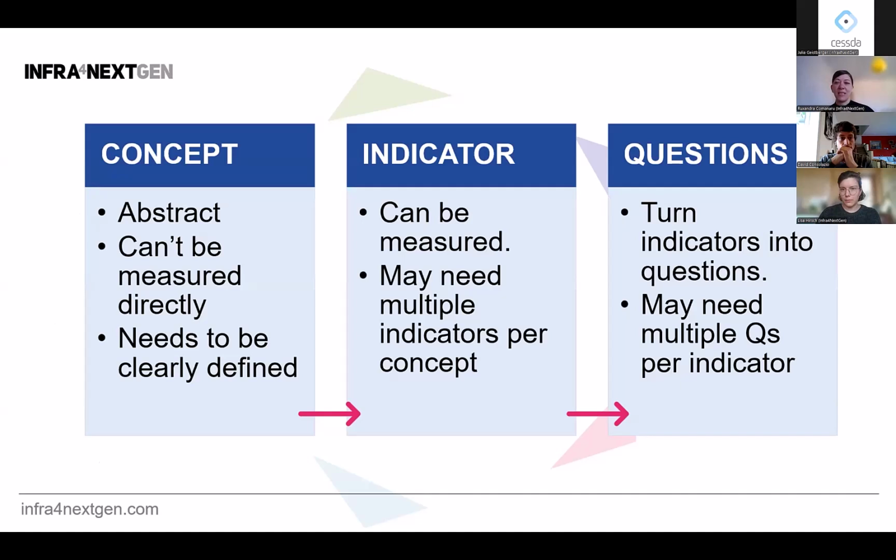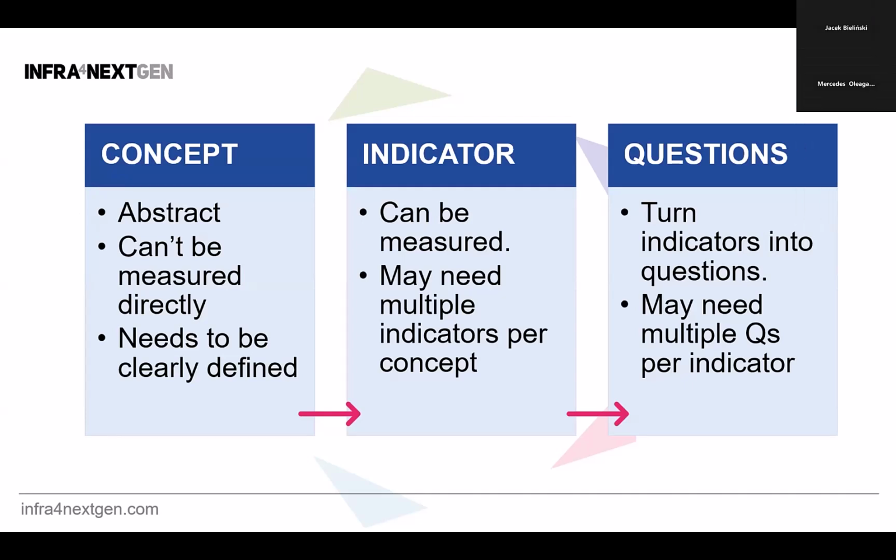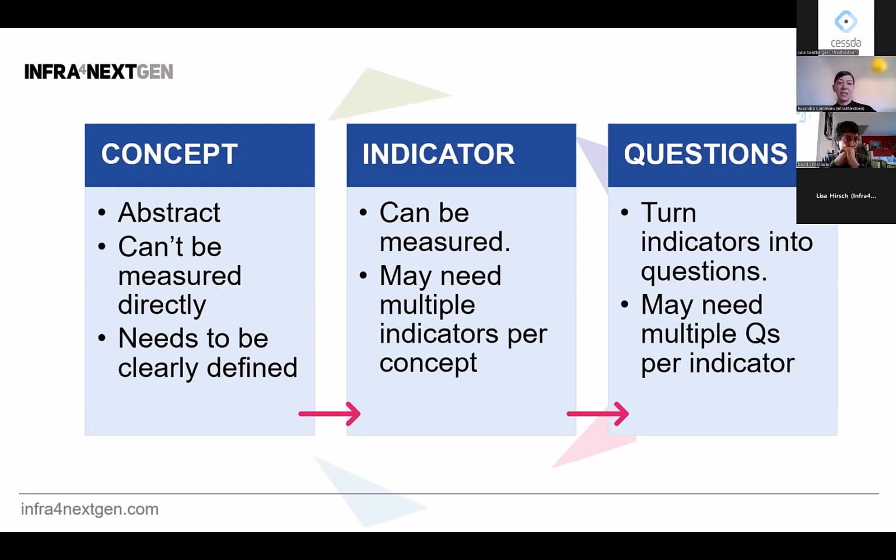So let's spend a little bit of time on this slide. Basically, we have the concepts, the indicators, and the questions. We need to move from the concept to the indicator, and then to the actual questions or items that we'll include in the study. So the concept is something that is abstract and it can't really be measured directly. It needs to be very clearly defined.